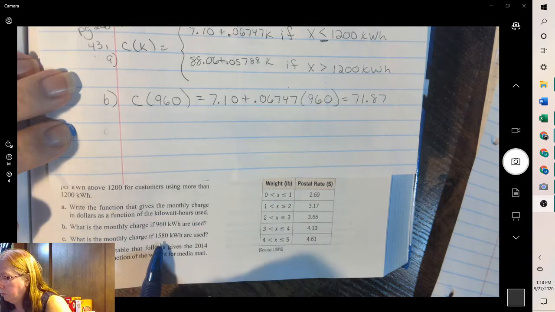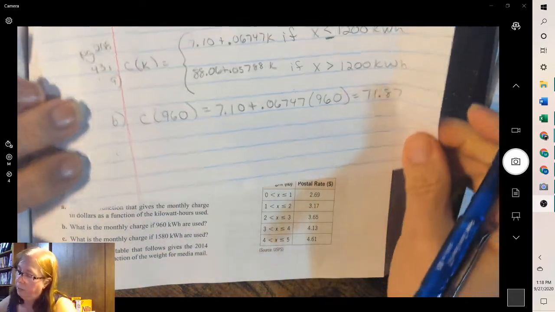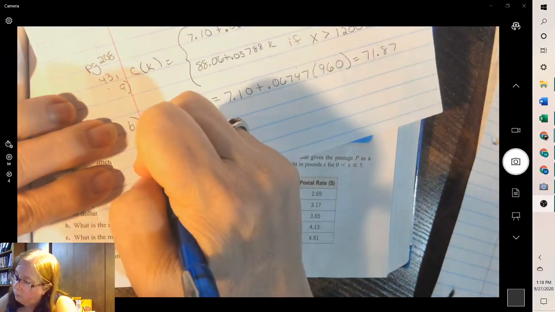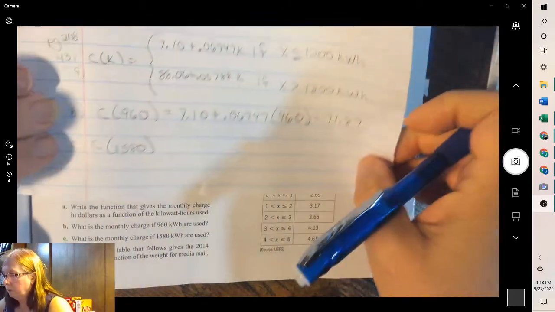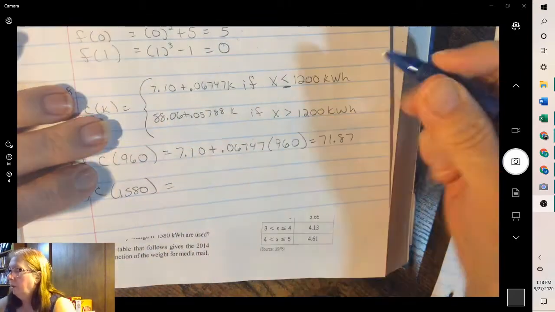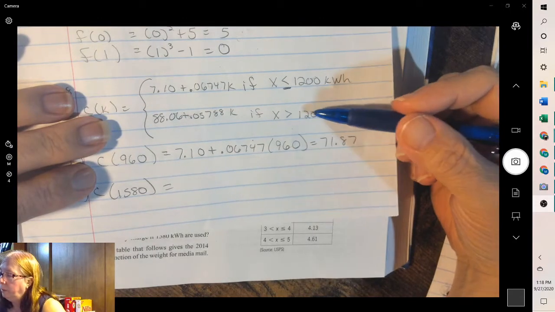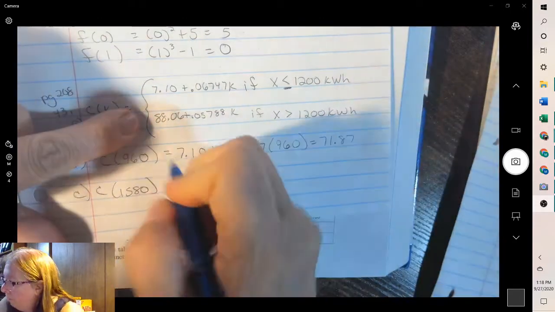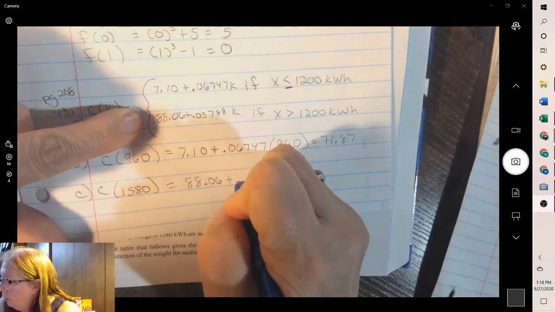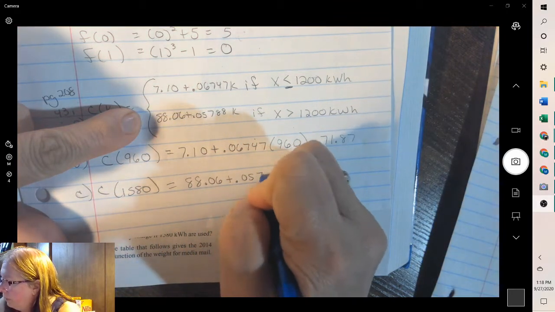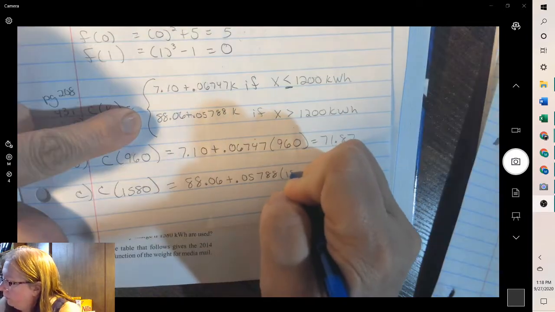What is a monthly charge for 1,580 kilowatt hours? So 1580 would use this one because it's larger than 1,200. So we're already starting out at $88 plus 0.05788 times the 1,580.